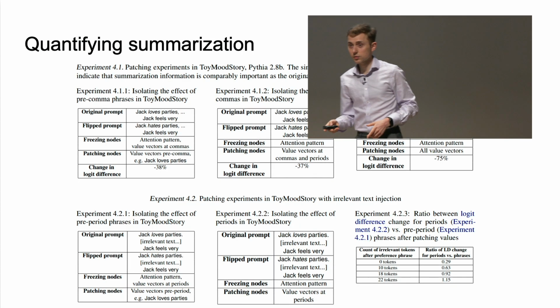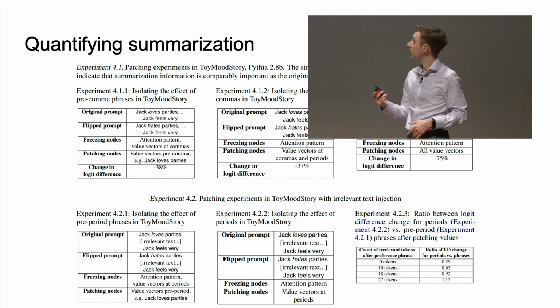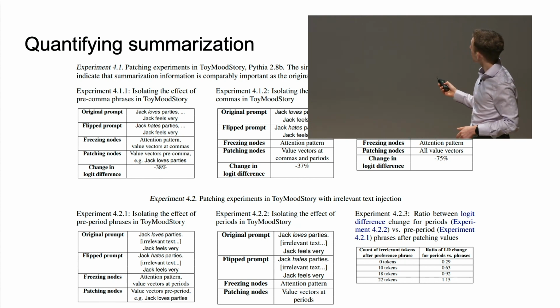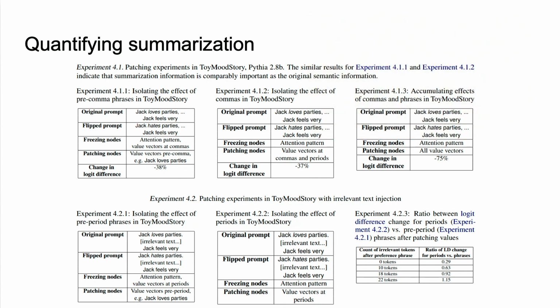So in order to test that this actually occurs and is significant, we did some more activation patching experiments, this time using Pythia 2.8b. At the time, it was an obvious open source 3 billion parameter model to use. We've since replicated similar findings with Gemma and Qwen and other families of models around a similar size. And we gave it another toy data set, this one we call Toy Mood Story, which had descriptions of a character like Jack and whether he loves or hates parties and whether he's in a good mood at the party or not. So again, it's expressing some sort of sentiment.